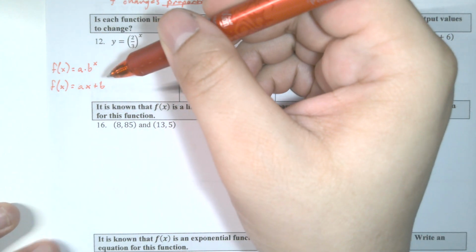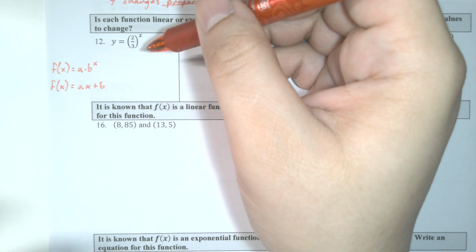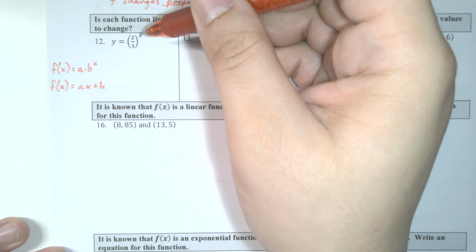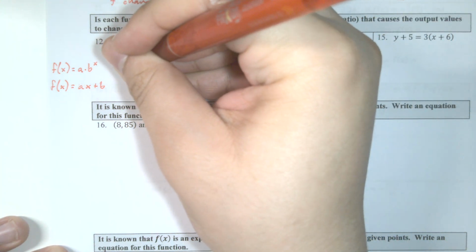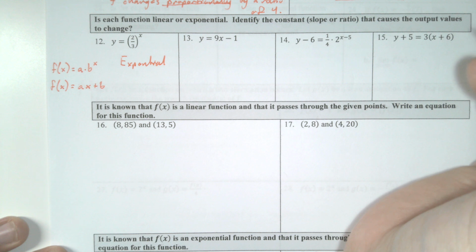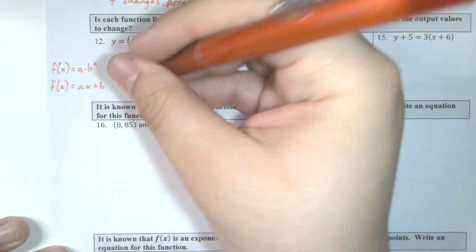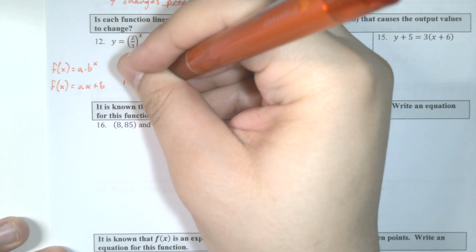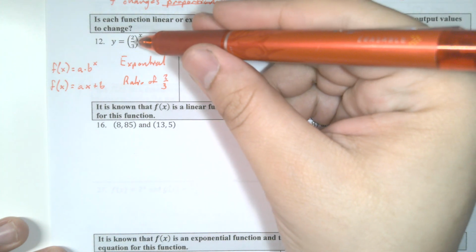So when we're trying to figure out, do we have an exponential or linear function, I think personally the easiest thing to do is to identify, well, do you have an exponent that is a variable, in this case x? And yes, we do. So for number 12, this is exponential. And so what is the constant that is causing the output values to change? That is going to be 2 over 3. So we would say that this has a ratio of 2 over 3. That's what's causing this function to change. It's whatever your base is.